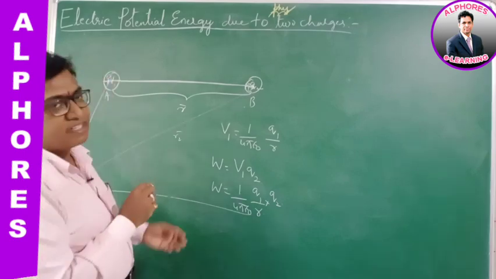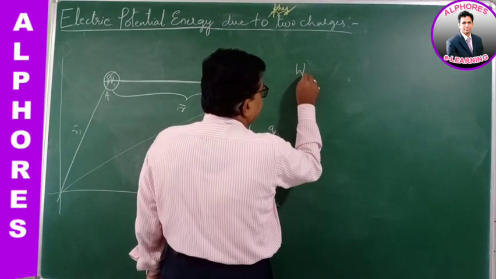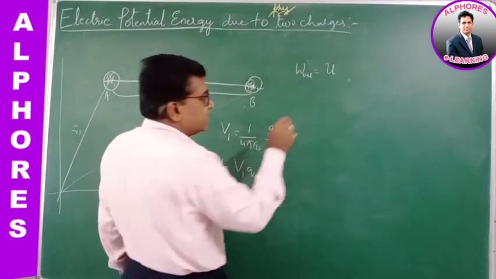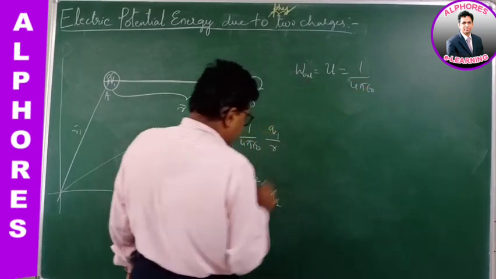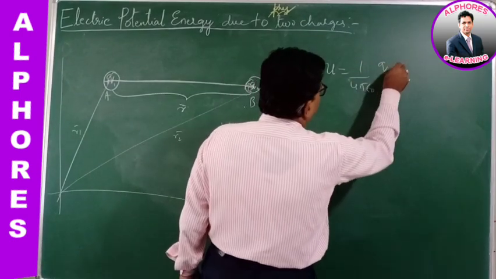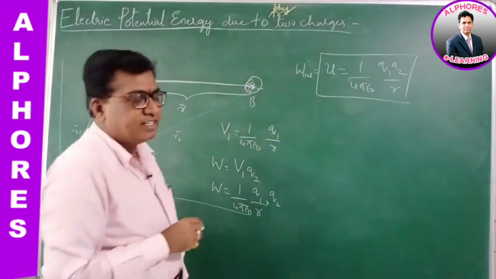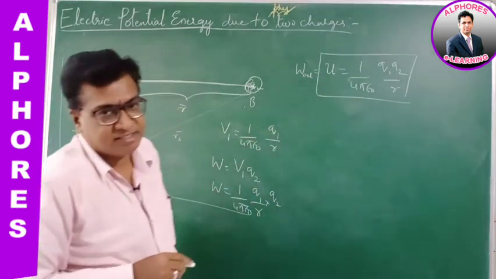And you know, this work done is stored between them in the electric field as potential energy. The external work done is stored in the system as potential energy. Now this is equal to 1 by 4 pi epsilon naught Q1 Q2 by R. This is the work done.